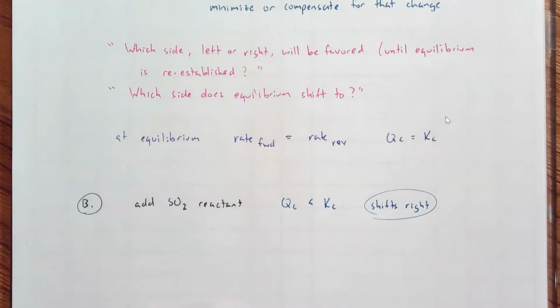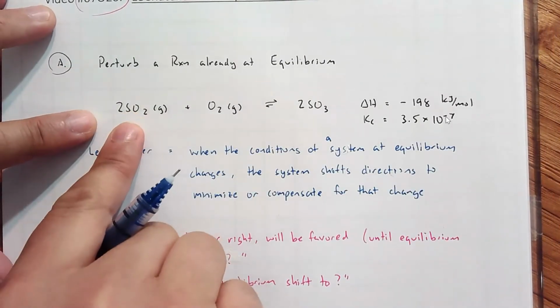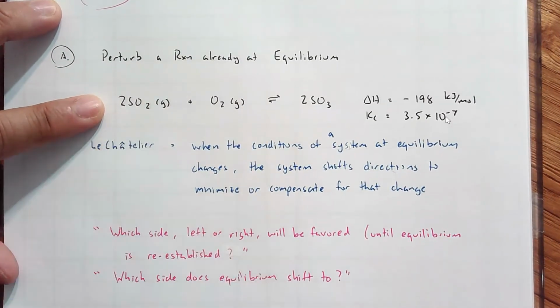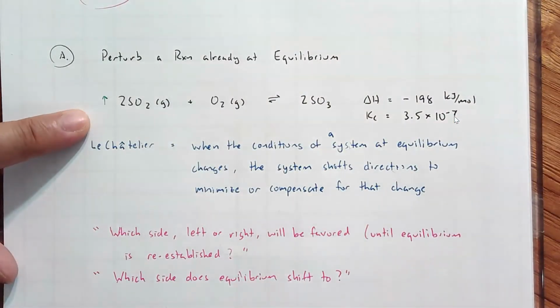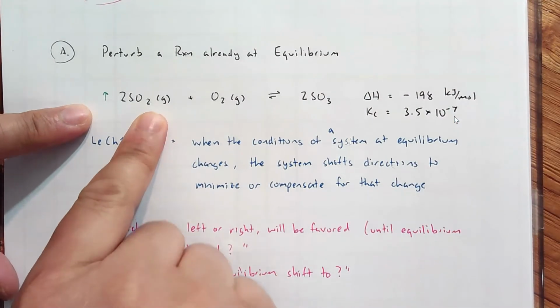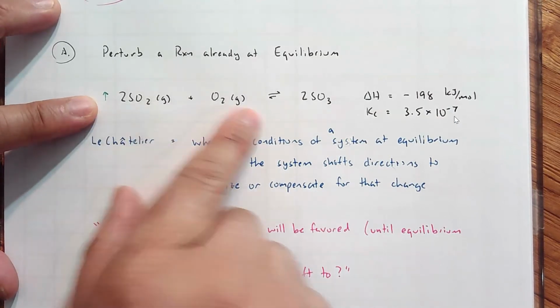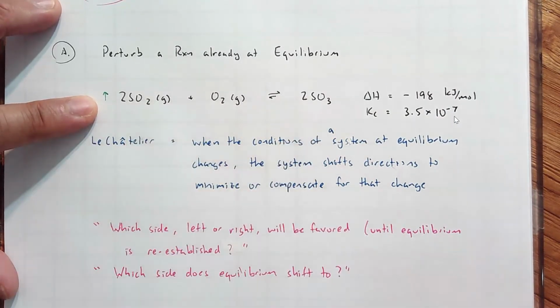But you could also visualize this. If we add SO2, visualize a little arrow going up like this. What does the reaction have to do to get rid of that excess SO2? It has to go to the right.